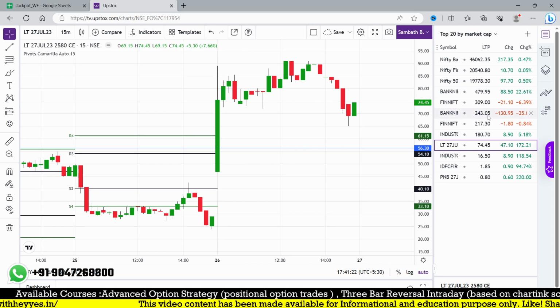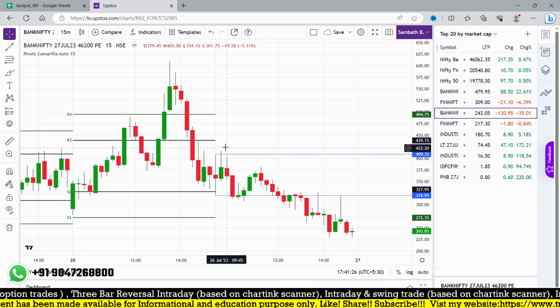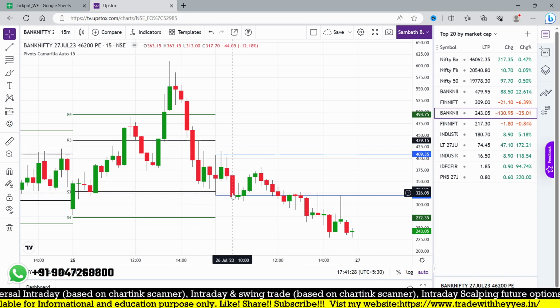One more stock, that is Bank Nifty, whose stop loss, maybe in the first 15 minutes, the rejection candle, that is a spinning top, it triggers and hits the stop loss.